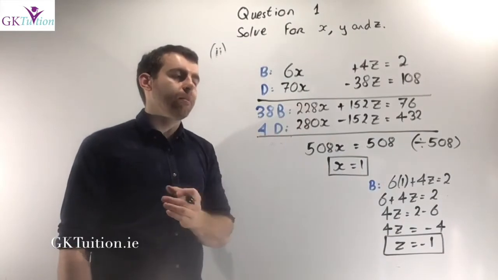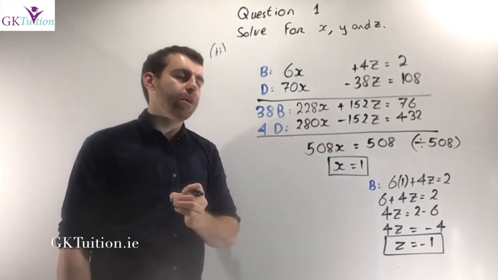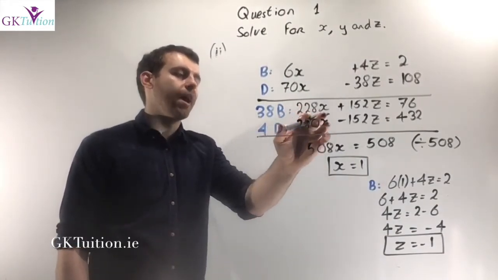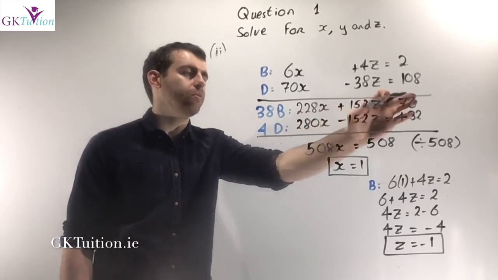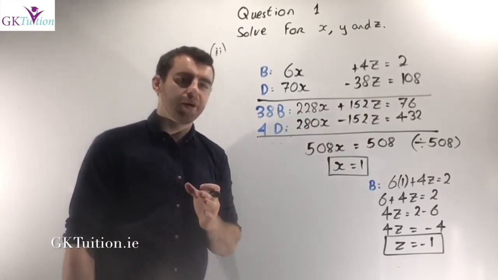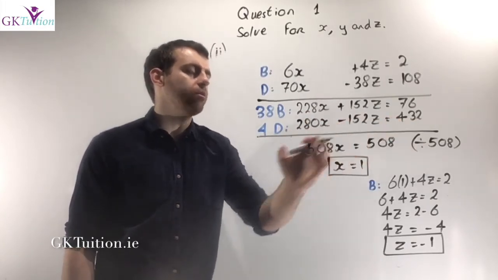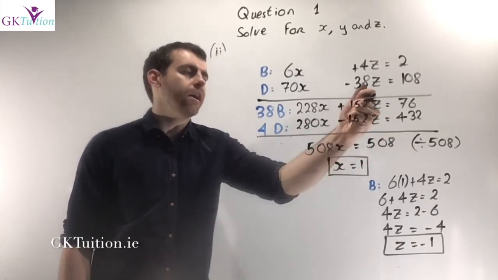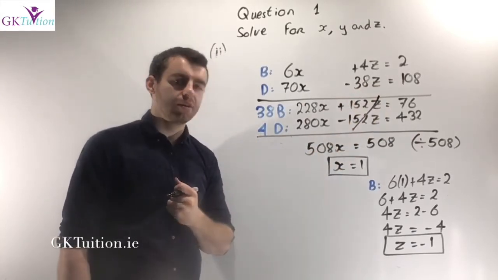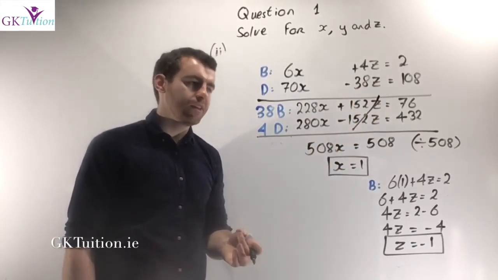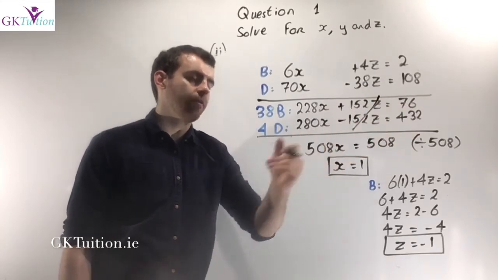But I decided to eliminate my z's, and when I multiplied the B by 38, I got 228x plus 152z equals 76. If I multiply D by 4, I got 280x minus 152z equals 432. And now I'm happy out because the z's are going to cancel. My x's add up to 508, and my constants at the end add up to 508.